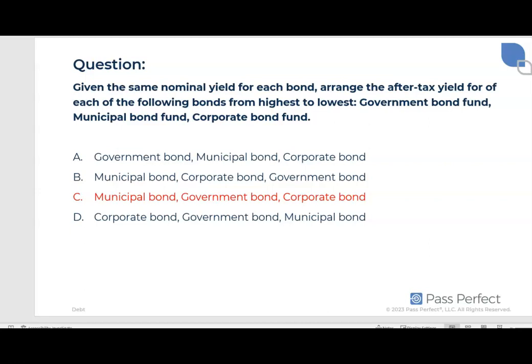Had the question said arrange them from highest to lowest yield, right? Not even after tax yield, just highest to lowest yield. Corporate bonds have the highest yield because they have the highest risk. Government bonds have the lowest risk, right? Government guaranteed, very safe, so they have a lower yield. And municipal bonds, because of the federal tax exempt status of them, they have the lowest nominal yield of all. But that question was not arrange them by nominal yield, it was arrange them by after tax yield because they have the same nominal yield.